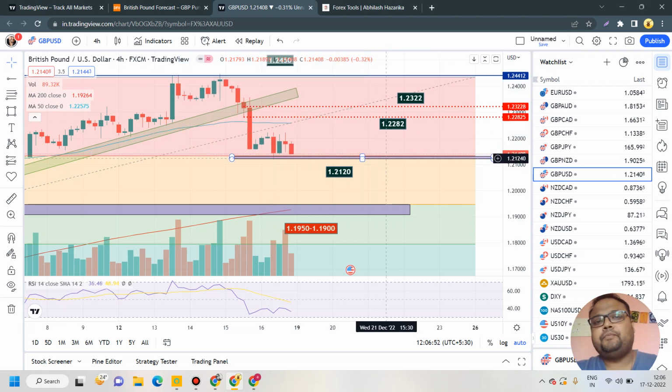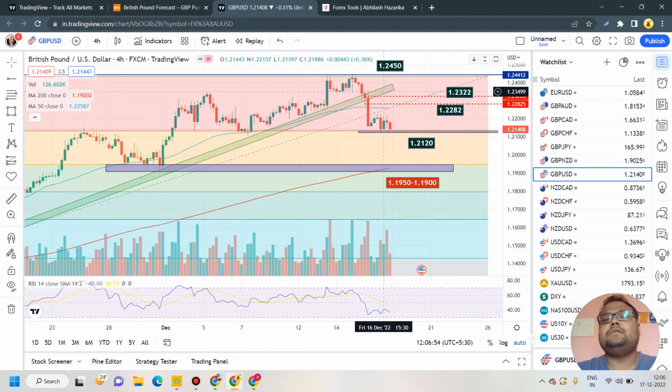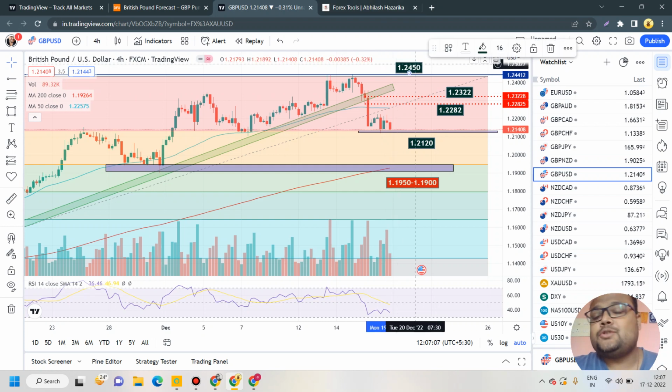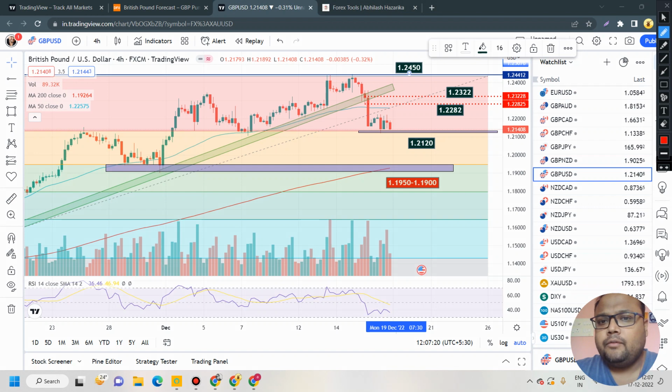And the ultimate resistance on the chart of GBPUSD is at 1.2450. In case by Tuesday, Wednesday, Thursday, Friday, market shows a good amount of buying, then if market breaks 1.2450, only then should we consider taking a buy position. So as of now, I think that if market goes up and reverses from these two levels, we can go for a sell.